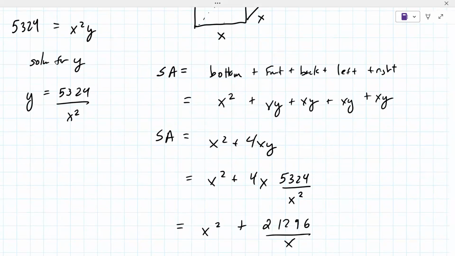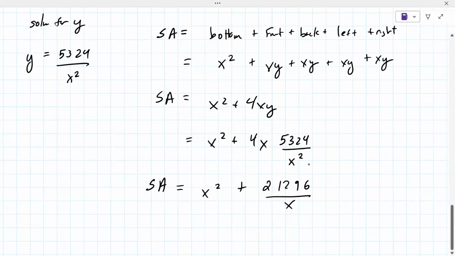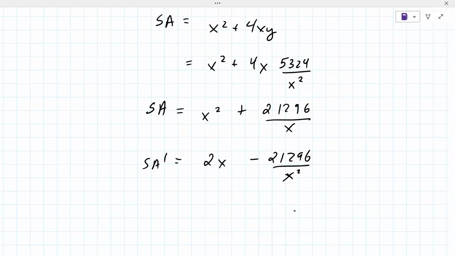21296 over x. So this top x cancels one of the bottoms. And then now you're finally ready to take a derivative. So 2x minus 21296 over x squared. It's the same derivative as the previous problem, if you're wondering about that. And then you set this equal to 0 and solve for x.